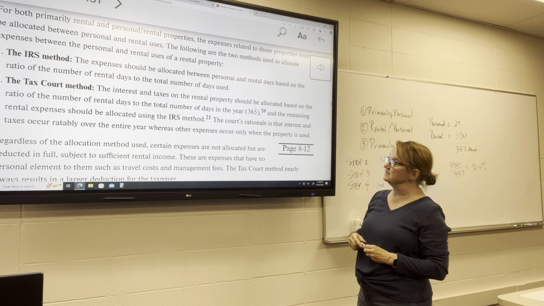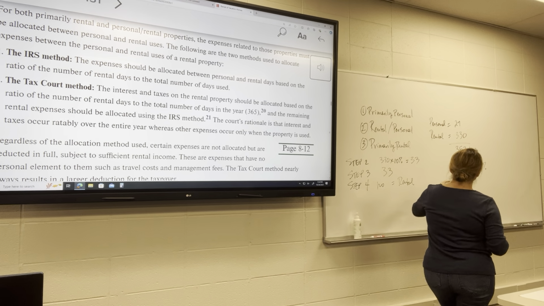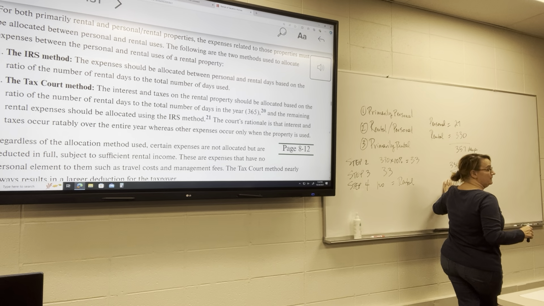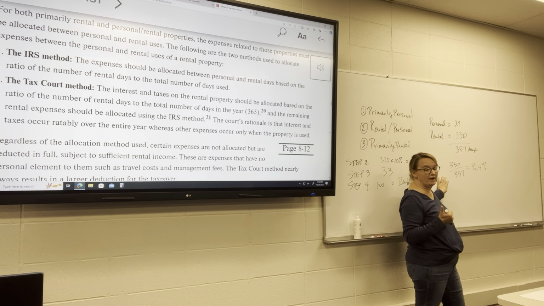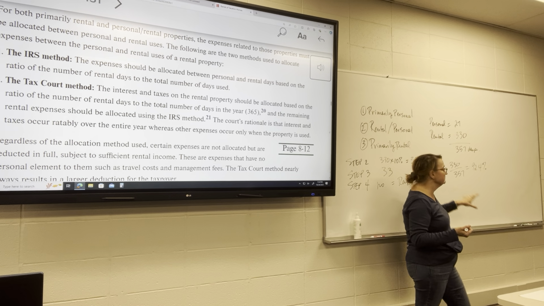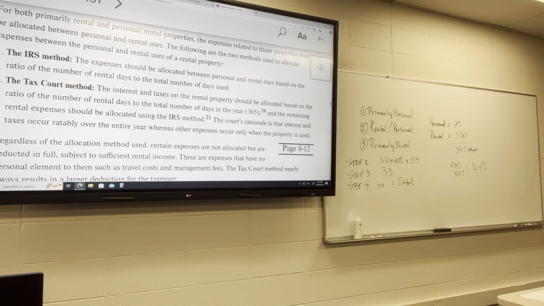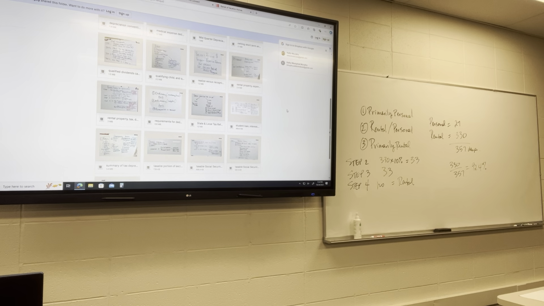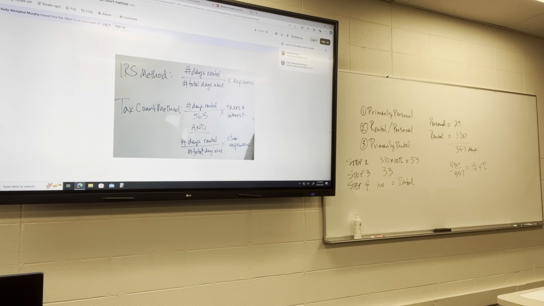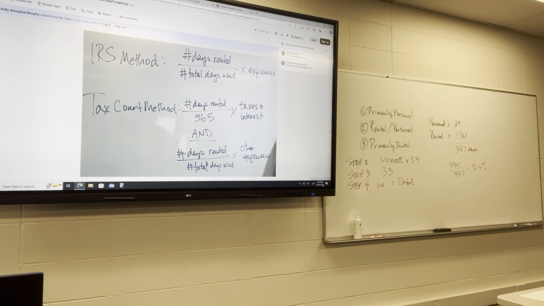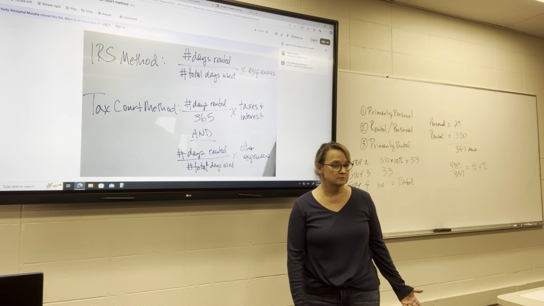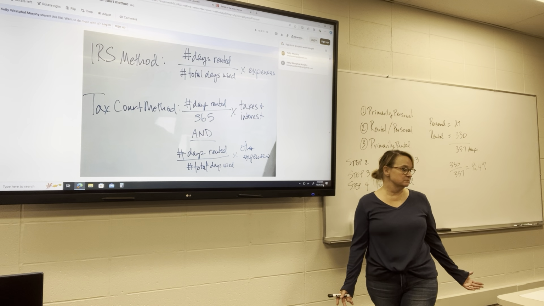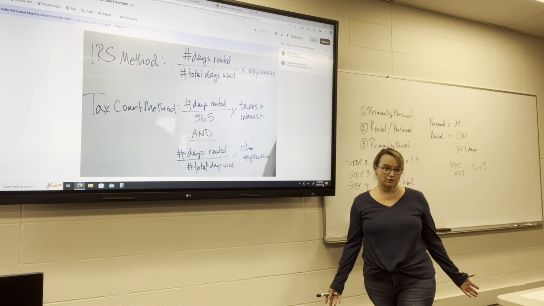The remaining rental expenses would be allocated using the other method, based on the total number of days. So in this case, what changes is the denominator, but the denominator only changes when we're calculating interest and taxes. Let me pull up that other form. Let's see if it's at all helpful. Right here. So with the IRS method, you're going to take the number of days that it was rented divided by the total number of days that it was used, multiply it by the expense, and that's how much expense you're going to take on your Schedule E.